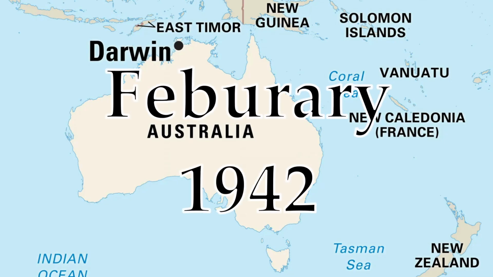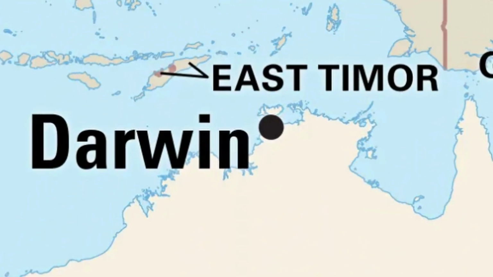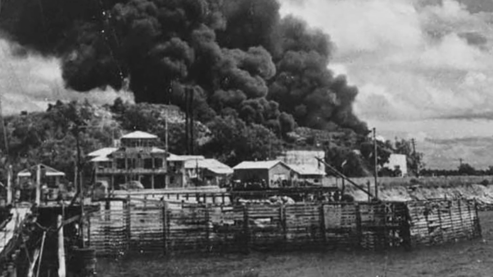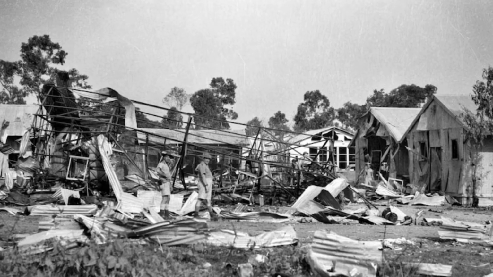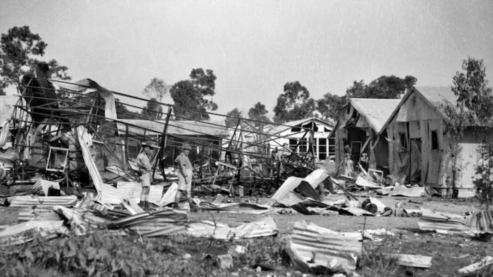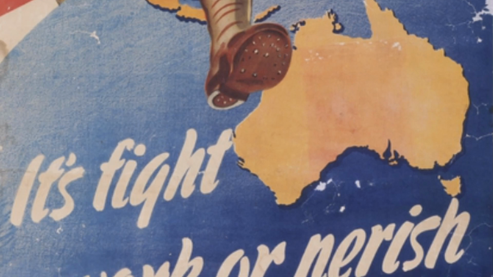In February of 1942, the capital of the Northern Territory, Darwin, was bombed by Japanese aircraft. This caused the deaths of over 200 people, with hundreds more being wounded. On top of that, 11 ships were sunk, and over 30 planes were downed. This attack on Australian soil caused tensions to rise, as the threat of Japanese invasion seemed imminent.